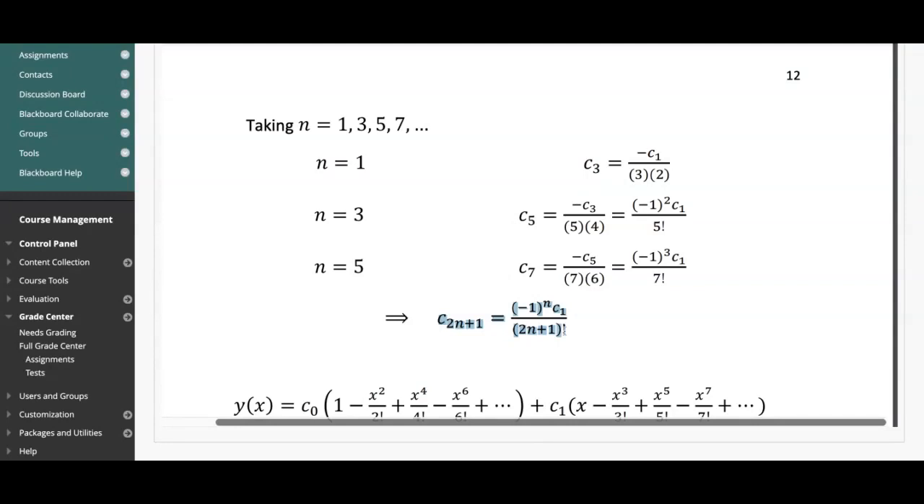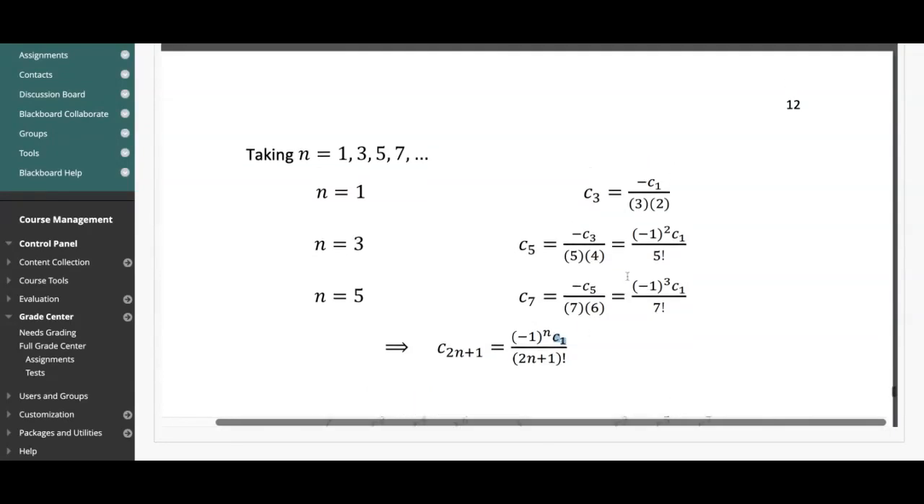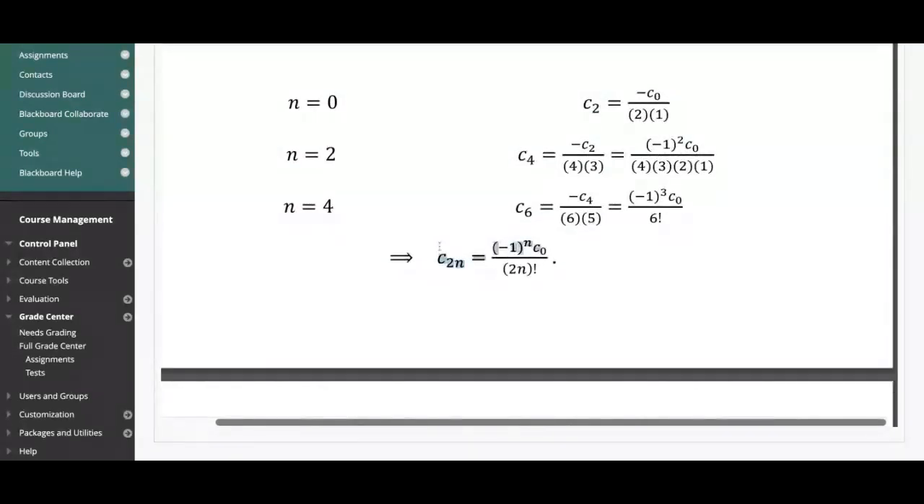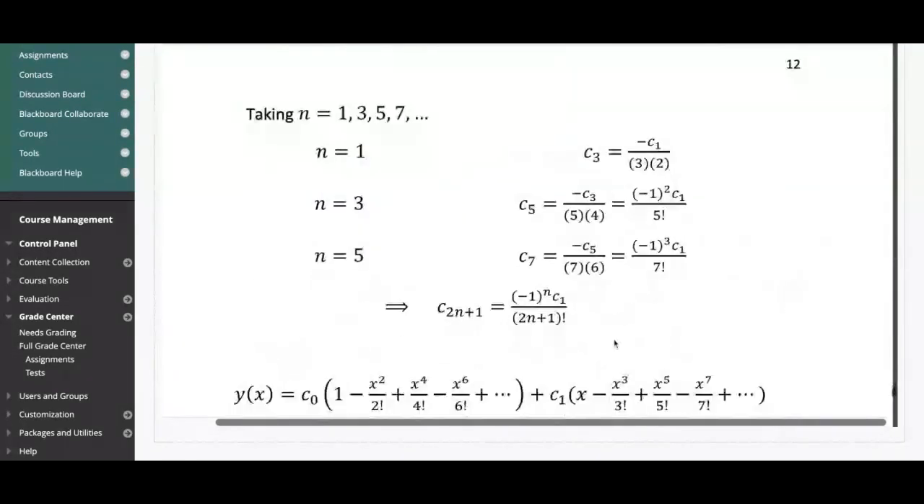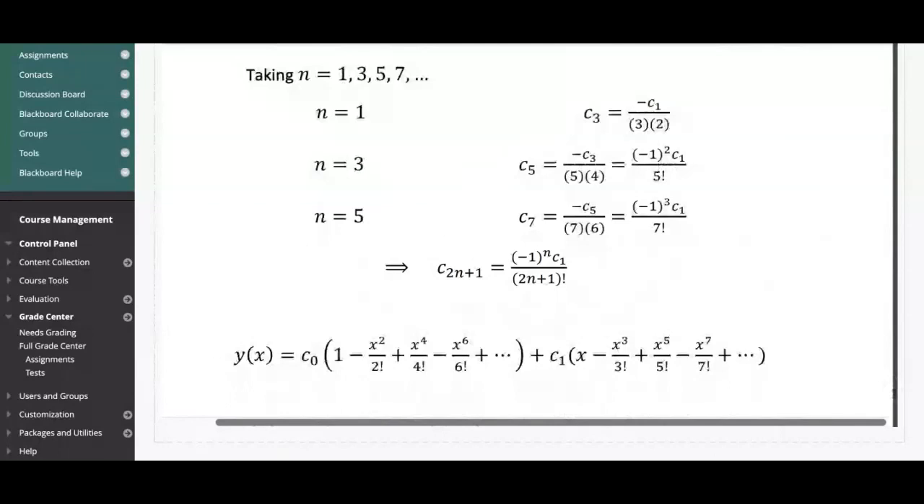So we get another series, a general form for the odd terms. For the odd terms, we get this: C2n plus 1 equals negative 1 to the nth power divided by 2n plus 1 factorial, times C1. So for even terms, I have this. For odd terms, we have this.